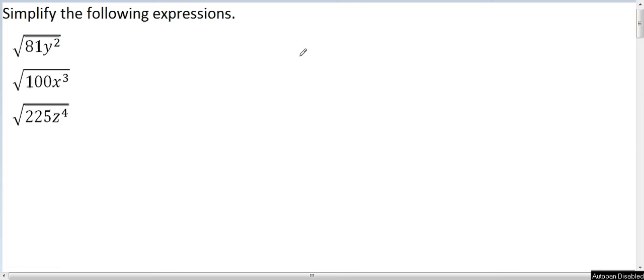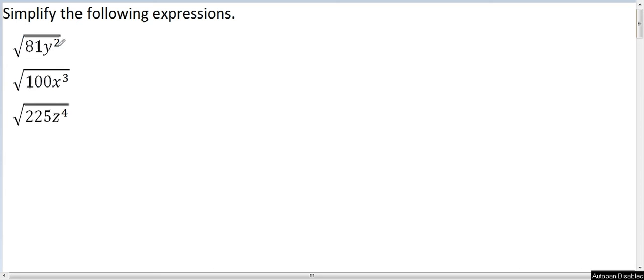To help us work with the square root operator, we often use the absolute value operator, which always results in a non-negative real number. Let's take a look at the given problems. Simplify the following expressions. We first have the square root of 81y squared.